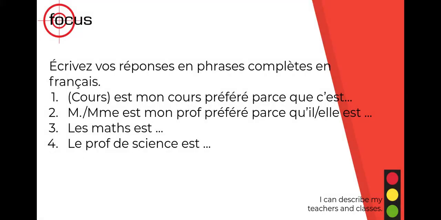Okay, bien. So let's look at these. So number 1, you should have your favorite class listed and then et mon cours préféré parce que, and then your reasons why it's your favorite. Number 2 is very similar. You should have Monsieur or Madame so-and-so et mon prof préféré parce qu'il est or parce qu'elle est, and your reasons why they're your favorite.